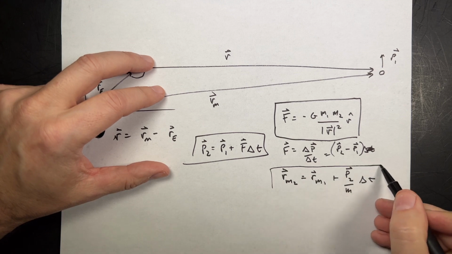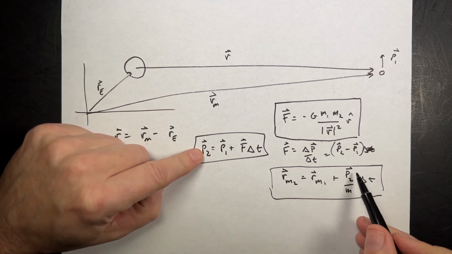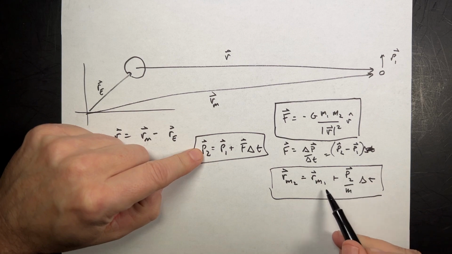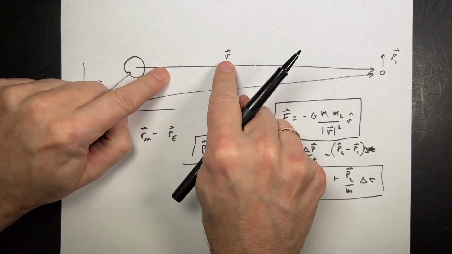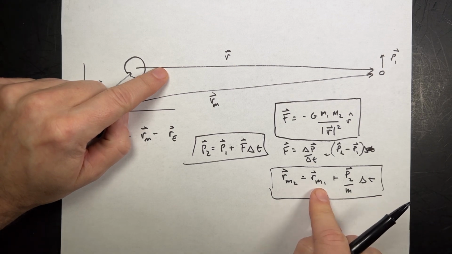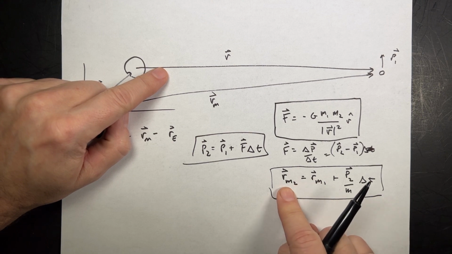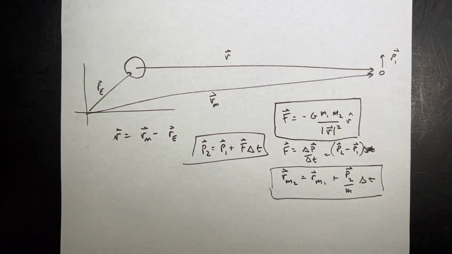And then we can do a similar thing for position using this momentum that we just calculated. This gives me the average velocity. I take the position of the moon, not R, right? I need the position of the moon. That's R_M, M stands for the moon, R_M1 at the beginning of the time interval. I can find the position at the end of the time interval, and I just do the same thing over and over and over again.